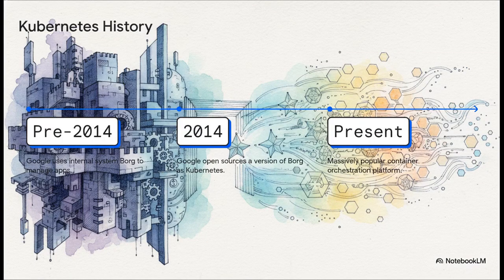To really grasp its scale, we kind of have to look back at its origins. Way before 2014, Google was already managing the deployment of thousands of its own internal apps using this proprietary system they called Borg. And realizing just how revolutionary this was, in 2014, Google actually open-sourced a version of Borg, releasing it to the world as Kubernetes. Fast forward to today, and it's evolved into this massively popular, absolute industry-standard platform for container orchestration.